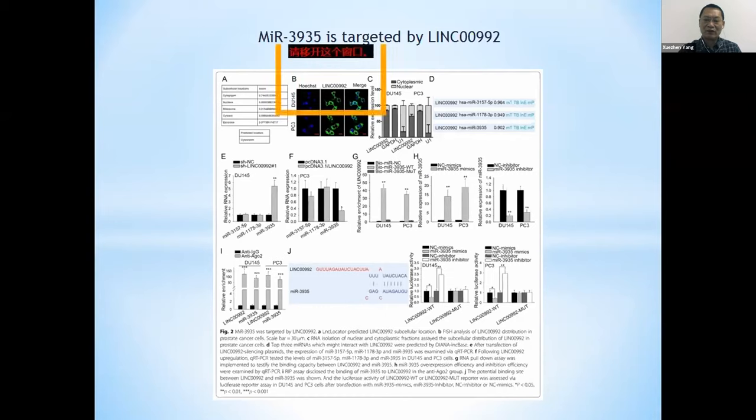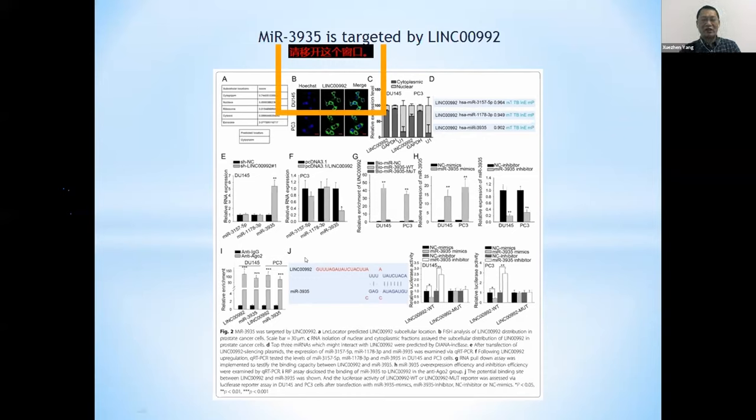Here in picture H, we did some experiments for the microRNA 3935 mimics and microRNA 3935 inhibitors. In picture I, we did the RIP and proved that the first gene and the second gene were binding together in the area of the antibody of anti-Ago2.